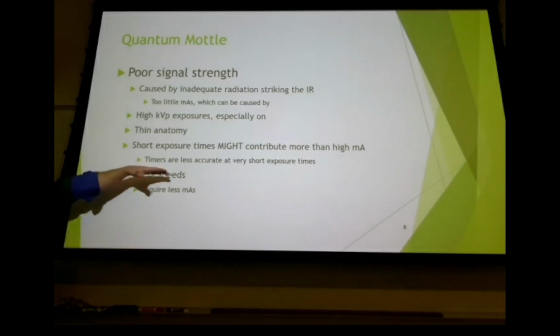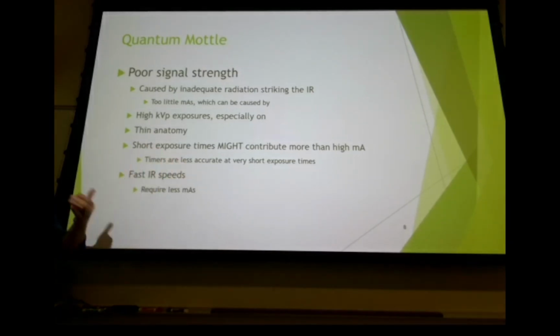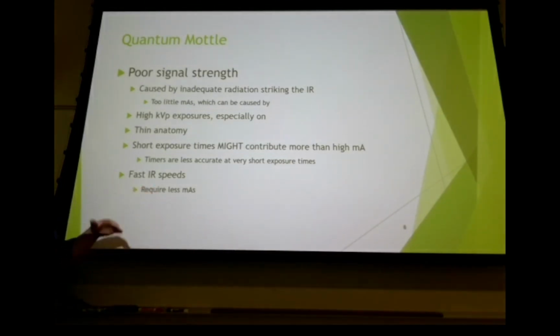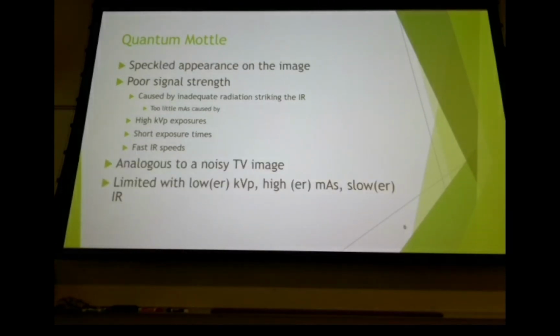So short exposure time, for the reasons I talked about before, and that reciprocity failure might contribute more than just mA does. And then fast image receptor speeds also require less mass. And we're going to get into that in that historical perspective that I was talking about. So quantum mottle is a speckled appearance on the image.